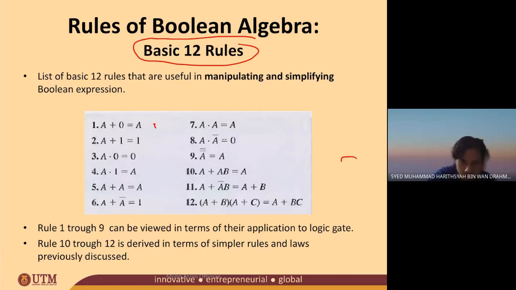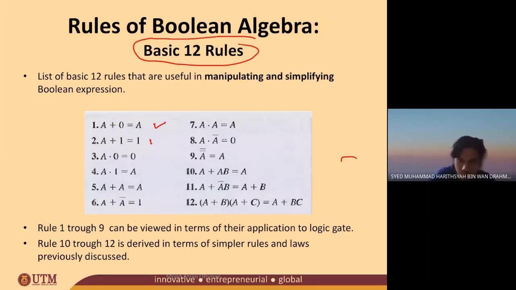Alright, I repeat again. Number 1, A plus 0 is equivalent to A. If A is equivalent to 0, then 0 plus 0 is 0. If A is equivalent to 1, then 1 plus 0 is 1. So that's why A plus 0 is A. Rule number 2, A plus 1 is 1. So no matter whether A is 0 or A is 1, the output will always be 1.